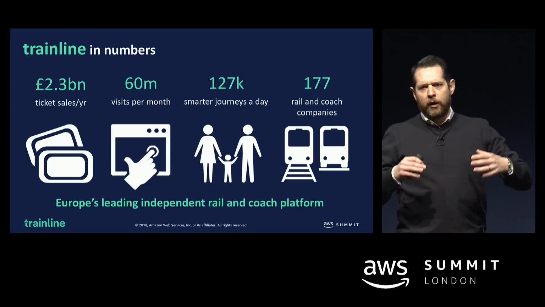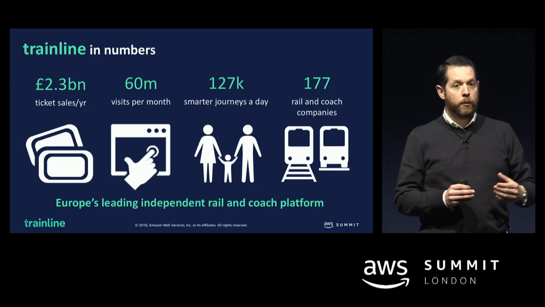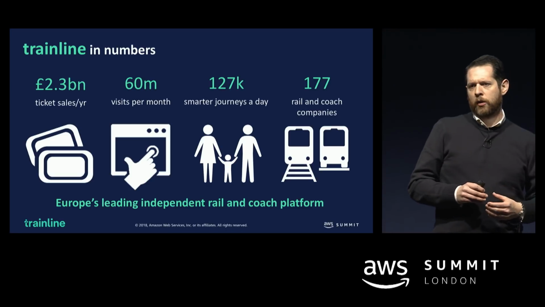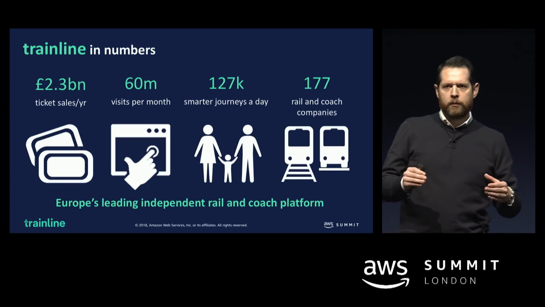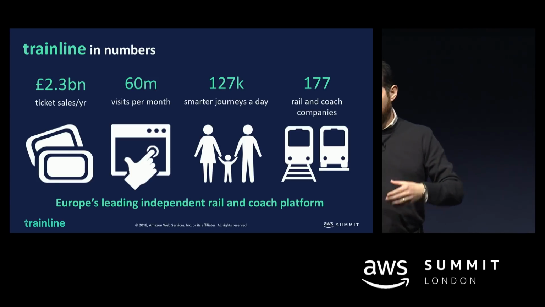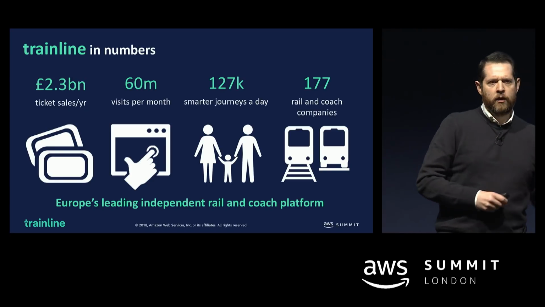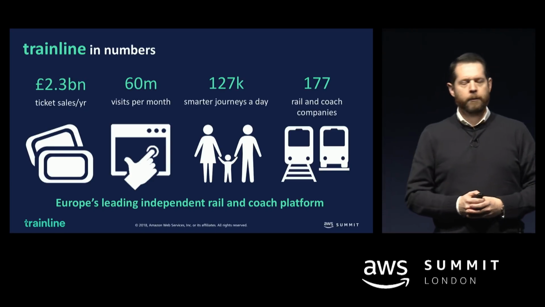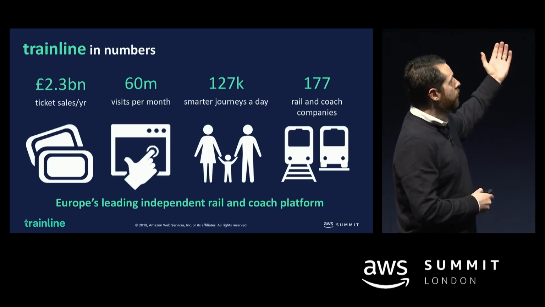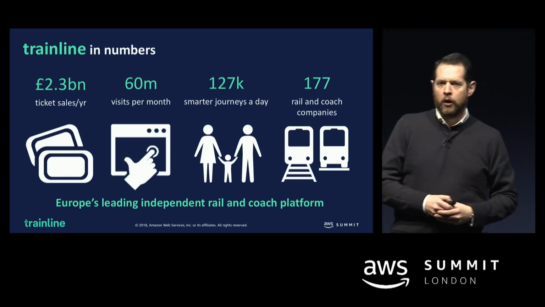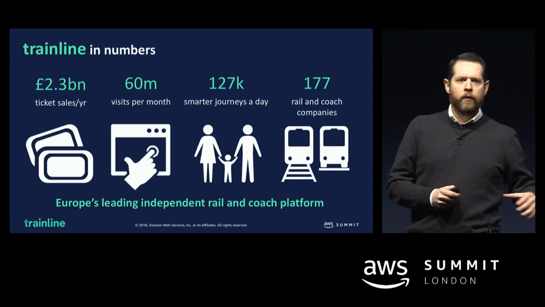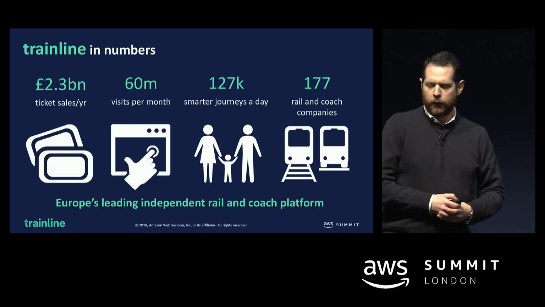The really important thing about smarter journeys is this is not just about you booking a train ticket. What we're trying to do is make the journey that you take much easier. So this goes along with getting to the station, finding the right platform, finding a seat on the train, and then the tools after that if you've had a problem. We do 177 rail and coach companies across Europe, so it's really a massive inventory that you can tap into.